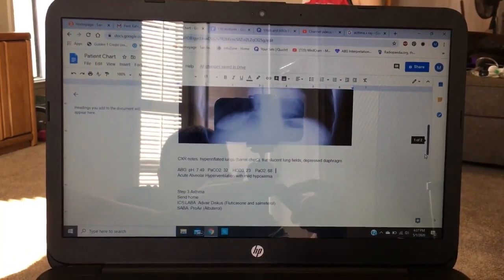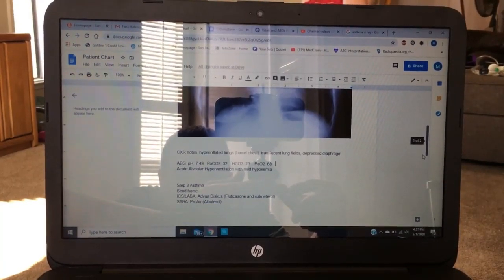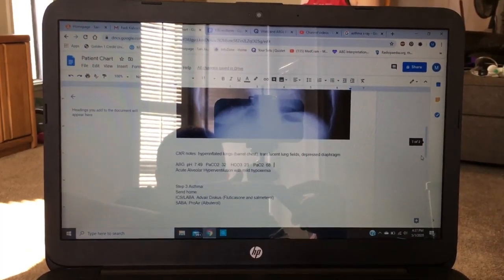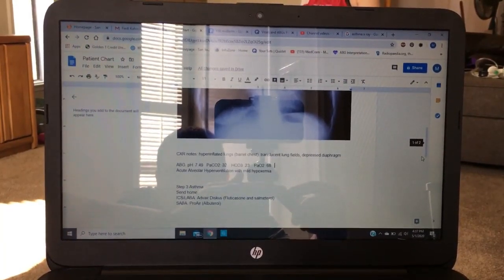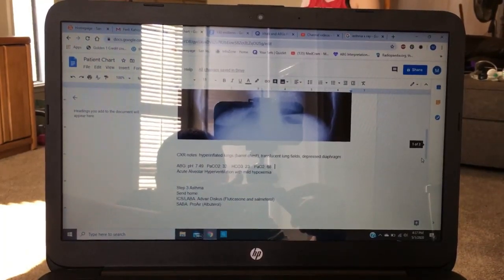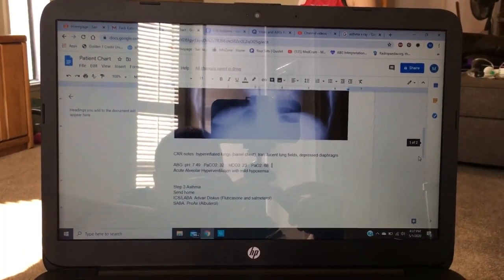Patient ABG turned out to be alveolar hyperventilation with mild hypoxemia. The pH was higher than normal, CO2 is lower, and the bicarbonate levels are lower, and the oxygen levels are also low.